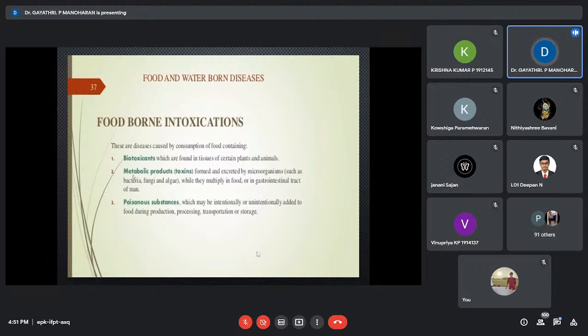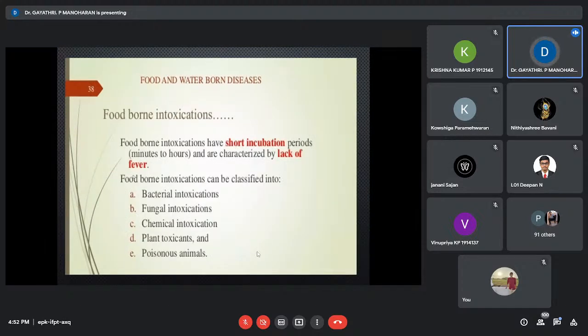of the man. So ஆர்கானிசம் அதோட லைஃப் சைக்கிள் ஸ்பெண்ட் பண்ணும்போது அது அந்த ஃபுட் மேலேயோ இல்லைன்னா ஹியூமன் உடம்புக்குள்ளேயோ அந்த டாக்ஸினை ப்ரொடியூஸ் பண்ணிட்டு அது மல்டிப்ளை பண்ணிக்கும் இல்லைன்னா செத்து போயிடும். தட் ஸ்பெசிபிக் இஸ் கால்ட் as toxins. So poisonous substances which may be intentionally or unintentionally added to food during production, processing, transportation and storage. Okay. Foodborne intoxication, the short incubation.